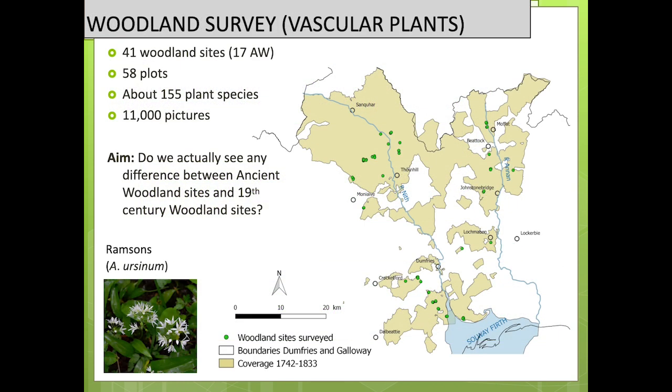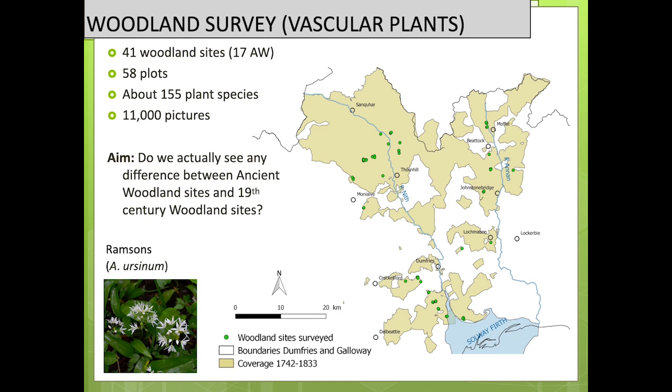So I did some woodland survey, vascular plants only, unfortunately. I would have liked to do more, like lichens, but it was not possible for my PhD. I selected about 40 woodland sites with different continuity. Some are 18th century woodlands, some are plantations from the 19th century, and a very small sample of 6 woodlands are actually much more recent, from post 1860.